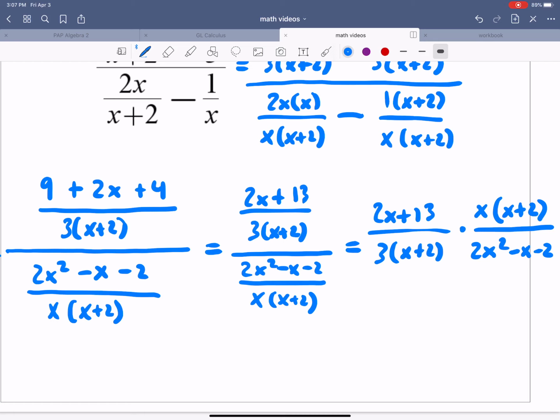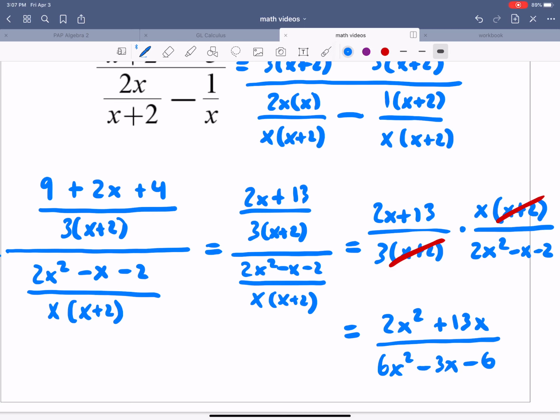Okay? So then what we're going to want to do here is find some factors, if anything cancels, and we do. We've got an x plus 2 and an x plus 2 that are going to cancel. So then just multiply what you have left over. So you have 2x squared plus 13x on the top, and on the bottom we have 6x squared minus 3x minus 6. Final answer.